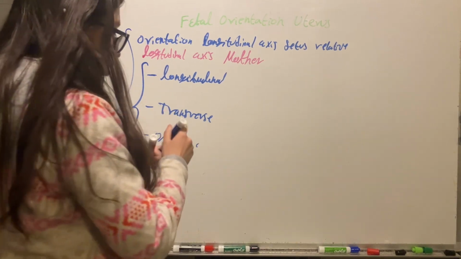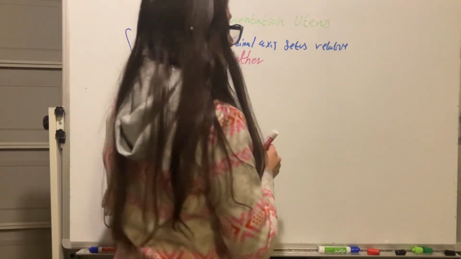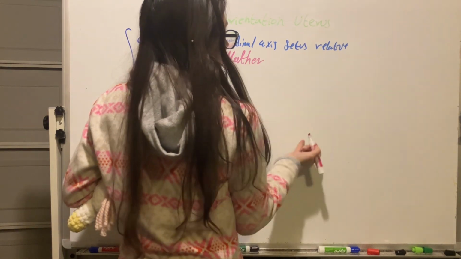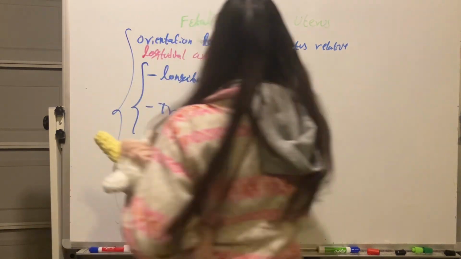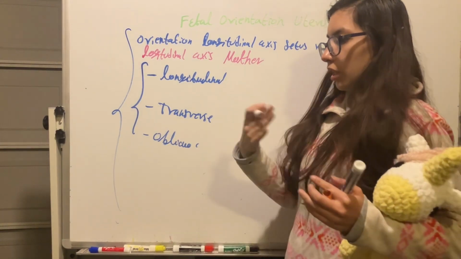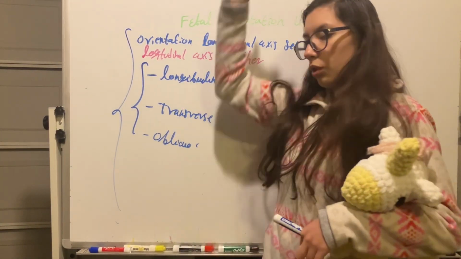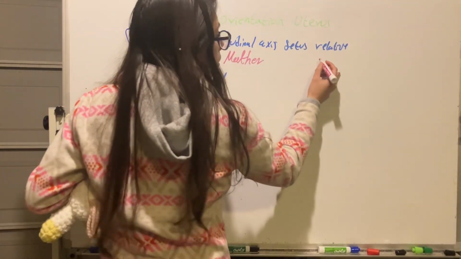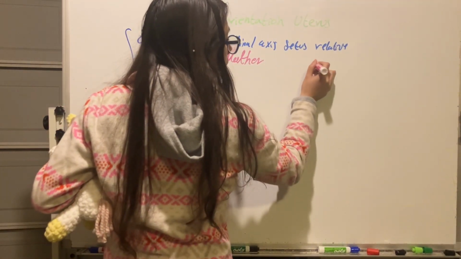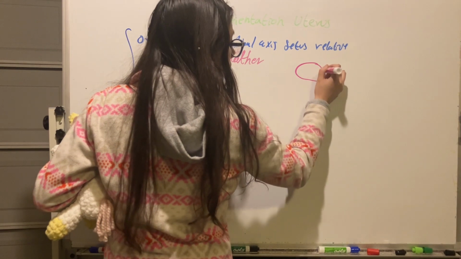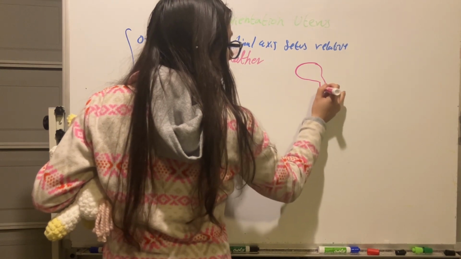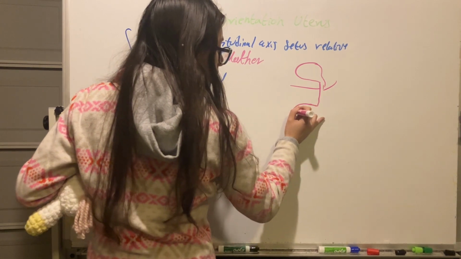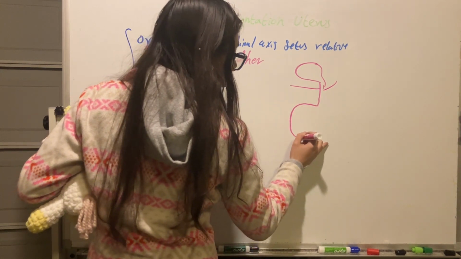orientation. So let's say if this is the mother, how to draw this? We are going to take a look at a lateral view of the mother, and we are going to do a sagittal section. So here is the mother, and here is the abdomen.